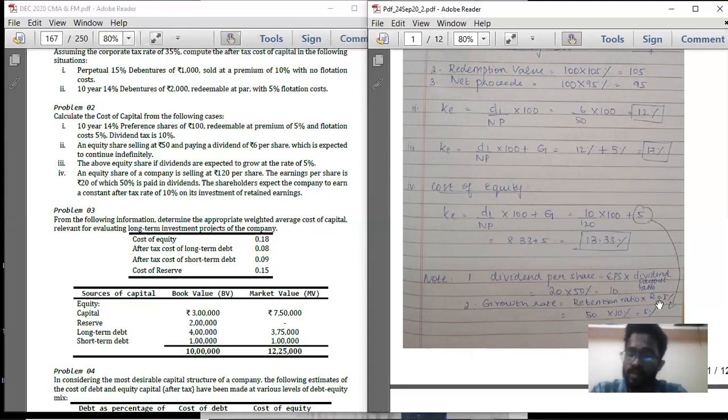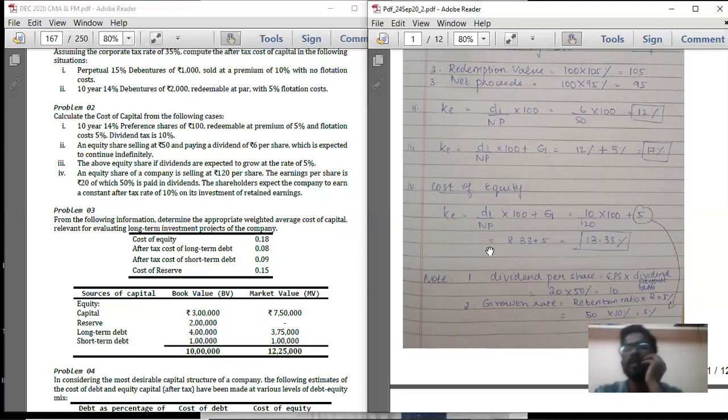Below that, note number 2, growth rate is equal to retention ratio into return on investment. Retention ratio into return on investment is equal to 50 into 10%. Retention ratio is nothing but 1 minus dividend payout ratio. Here dividend payout ratio they have given 50%. Then what is retention ratio? 1 minus 50%, you will get 50% again. So retention ratio is 50%, and return on investment on retained earnings is 10%. Whatever investment that has been retained, on that we are getting a 10% return. So 50 into 10%, growth rate is 5%. That is the growth rate.